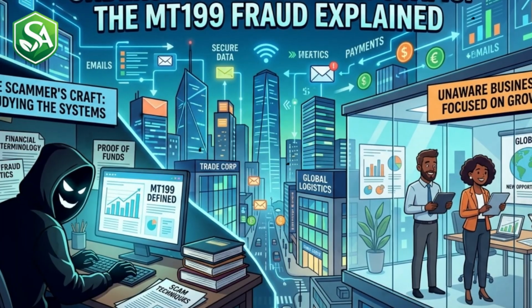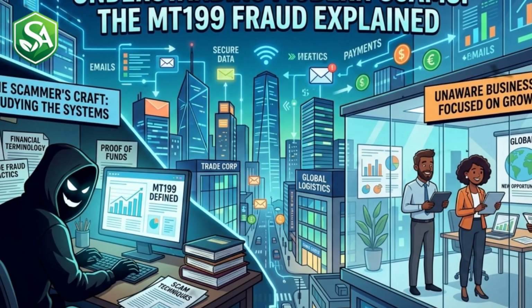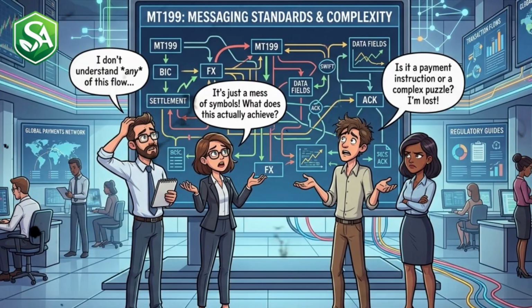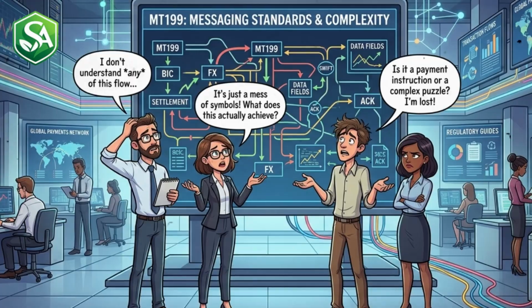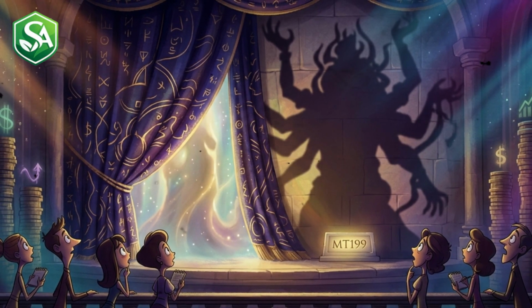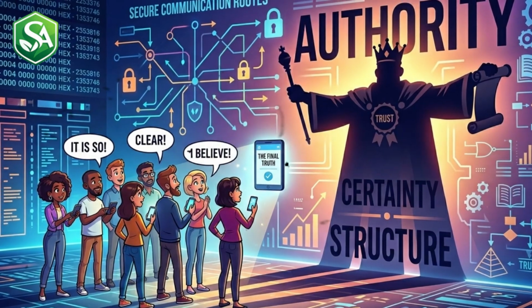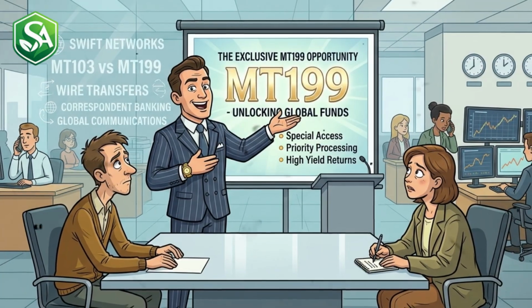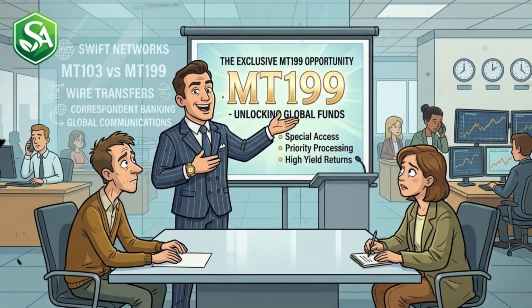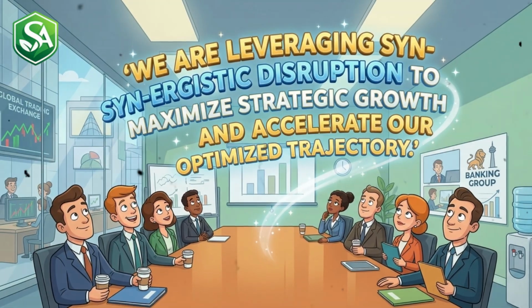Now, why do scammers love MT199? Because most people have heard of MT103, but fewer people understand MT199. That makes MT199 sound mysterious. And mystery creates authority. A scammer can say, "This is not a normal transfer proof. This is a bank-to-bank MT199." That sentence feels powerful.